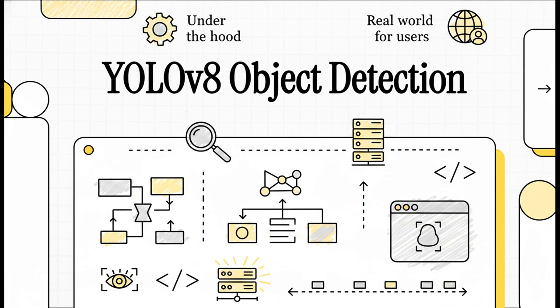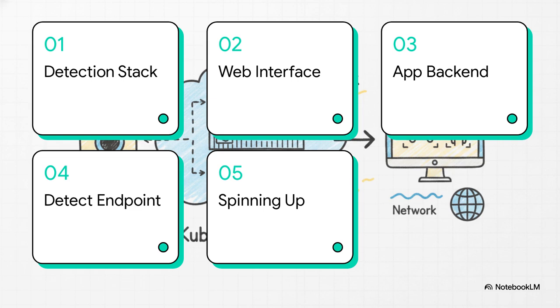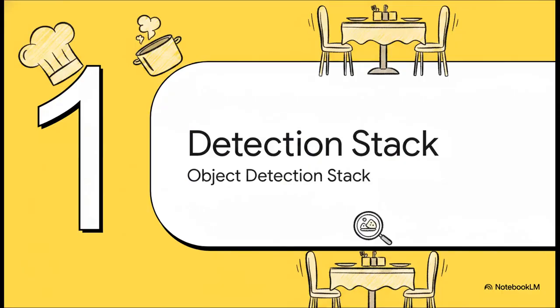So if you've ever wondered how heavy machine learning models are cleanly served straight to a web browser, well, you are definitely in the right place. Okay, let's dive right into this. Here is our roadmap for today. We're going to start with the object detection stack, move into Streamlit for our web interface, and then uncover the FastAPI app backend. From there, we'll take a deep dive into the detect endpoint and finally wrap up with spinning up the services. It's essentially the complete journey of a request from the front end down to the core engine and back out again. All right, kicking things off with Section 1, the Object Detection Stack.